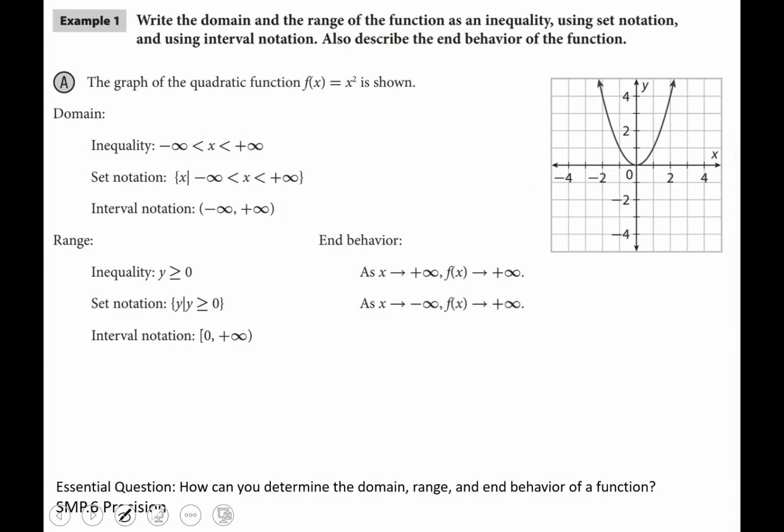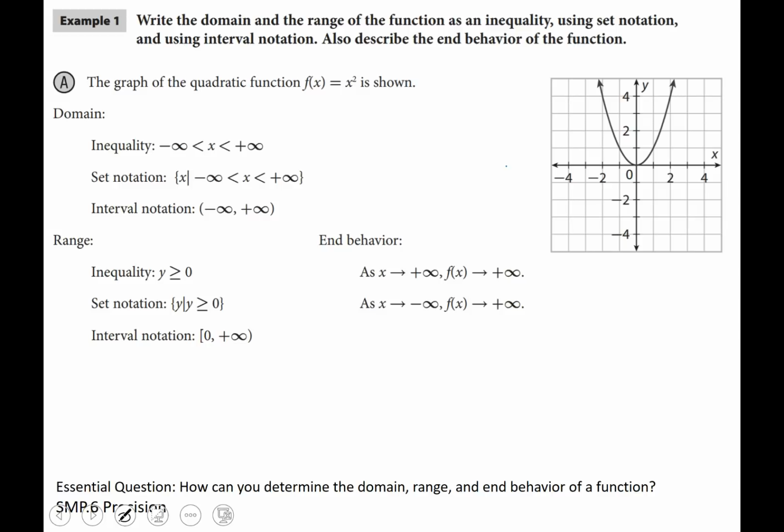All right, they did the work for us, but we're going to go ahead and try to understand what they did. Write the domain and range of the function as an inequality using set notation and interval notation. Also describe the end behavior of the function. So we're going to start with the domain, remember, which is the x values. So they gave us the graph of f of x squared. If we notice, for the domain, it has an arrow, so it's going in both directions. It goes on and on and on forever.